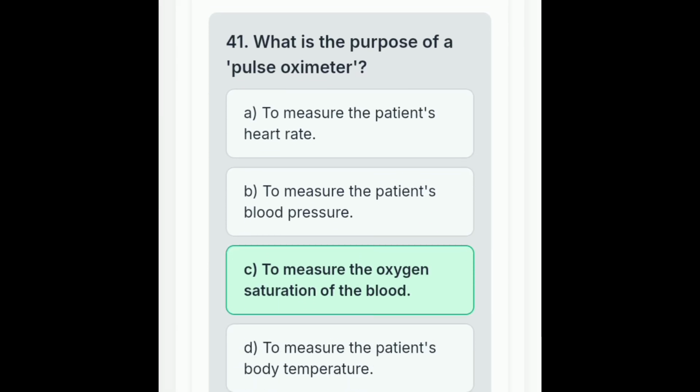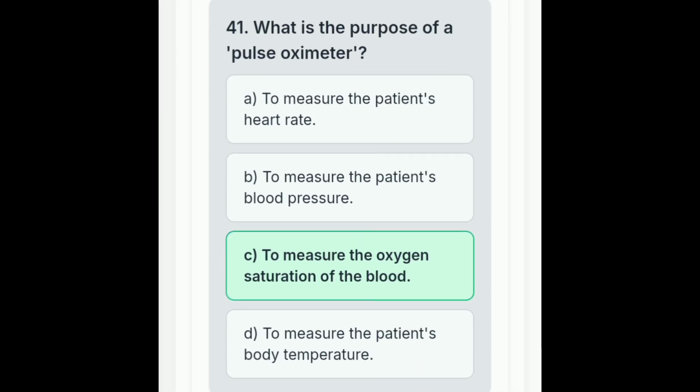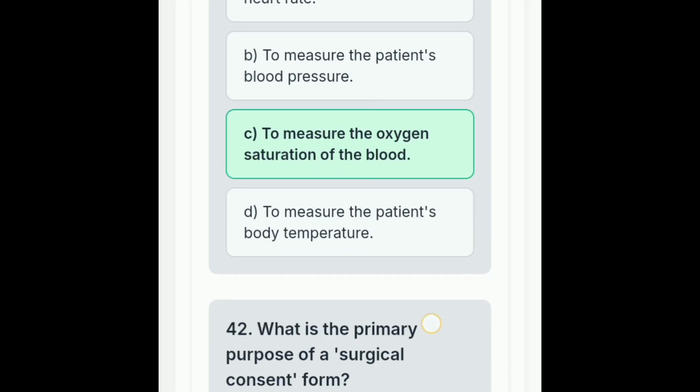41. What is the purpose of a pulse oximeter? We all know that, but here are some options. Option A, to measure the patient's heart rate. Option B, to measure the patient's blood pressure. Option C, to measure the oxygen saturation of the blood. Option D, to measure the patient's body temperature. So C is the correct answer.